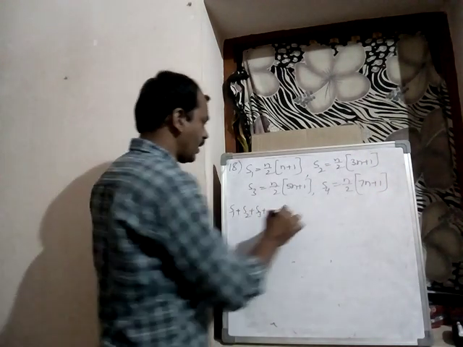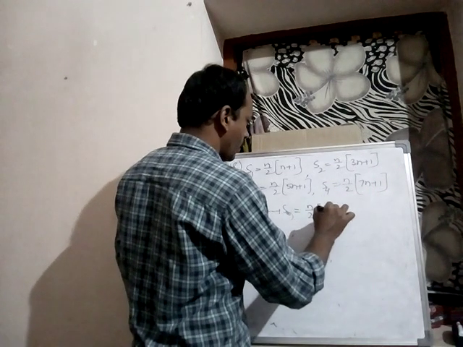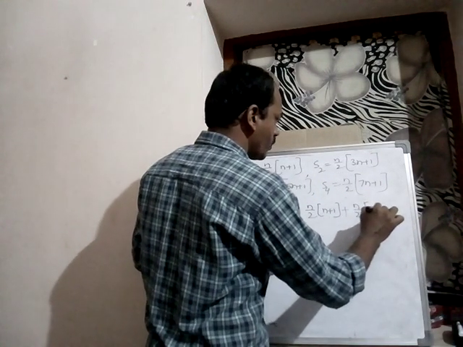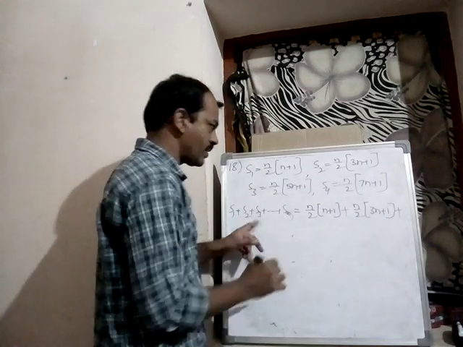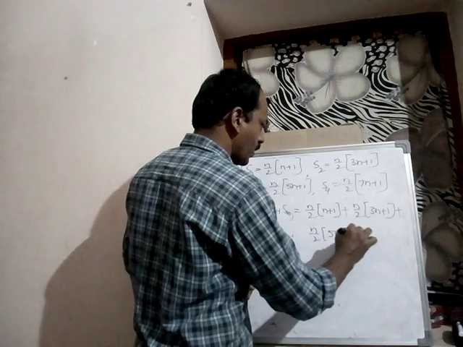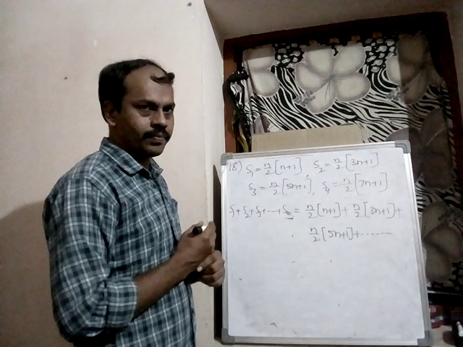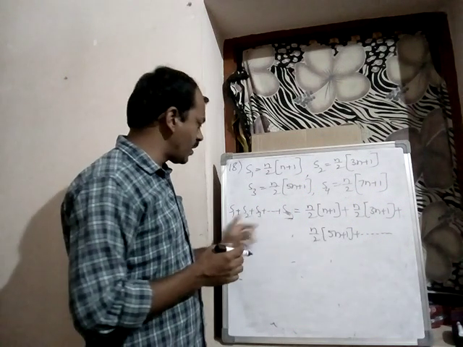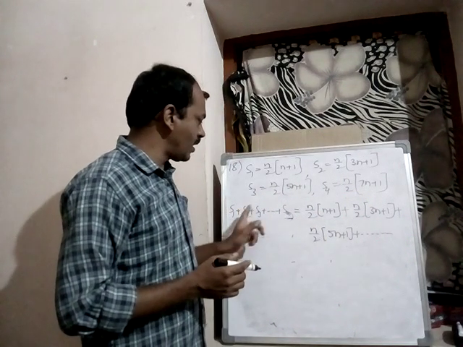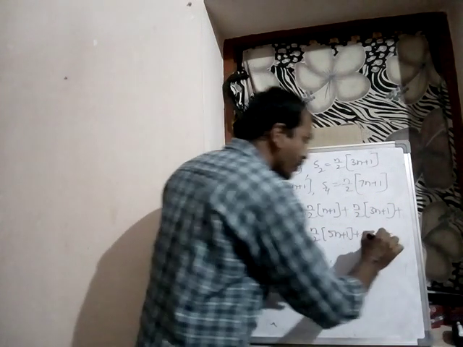Now take S1 as n by 2 of n plus 1, plus S2 as n by 2 of 3n plus 1, plus S3 as n by 2 of 5n plus 1, plus so on. Here m APs are there. So total how many APs are there? M APs. This is the first term, second term, third term, and this is the mth term.